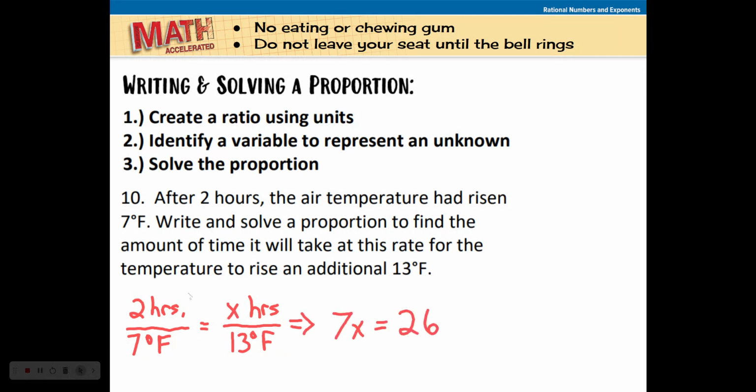We go ahead and cross multiply. We get 7x equals 26. Divide by that coefficient of 7. 26 over 7 equals 3 5/7. Now remember, what is being asked for in this problem? What's the amount of time? Our time here is in hours, so how long will it take to rise an additional 13 degrees? 3 5/7 hours. Do not forget the units.